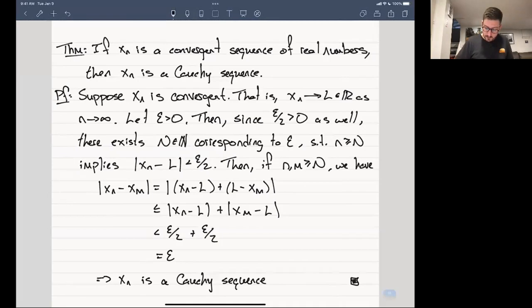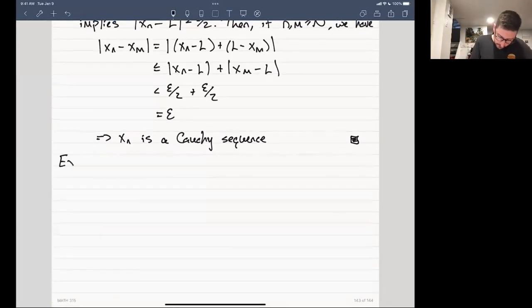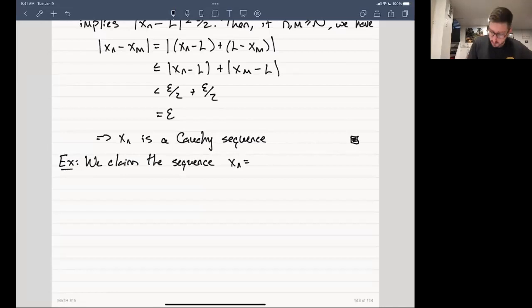So let's see an example of this. Another sequence that we've seen today. So we claim the sequence xn equal to (-1)^n is divergent. So this is the sequence that goes -1, 1, -1, 1, -1, 1, and just repeats over and over and over. Now, we can sort of intuit in our head, this thing probably isn't going to converge. It doesn't seem to be settling down anywhere. But how do we actually prove it? Well, we're going to show that it's not convergent.